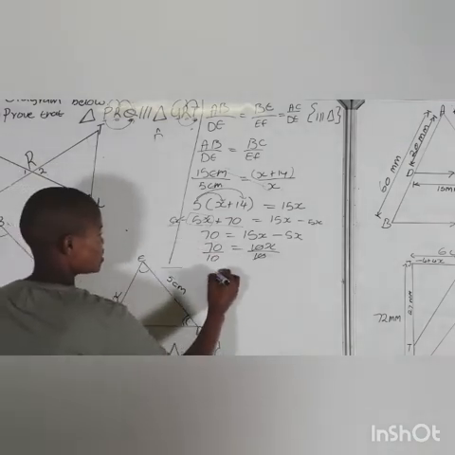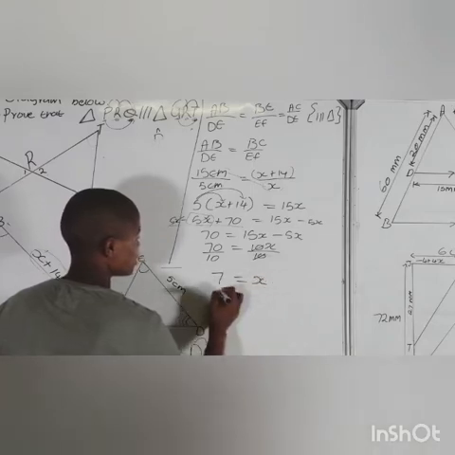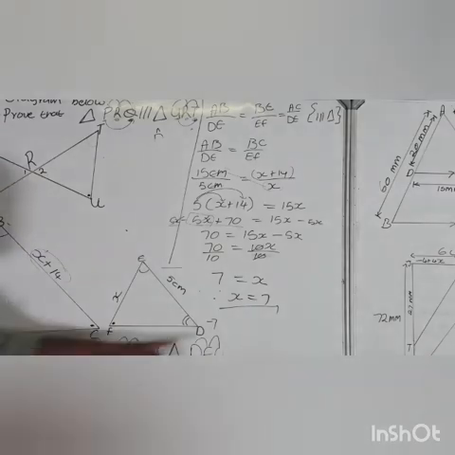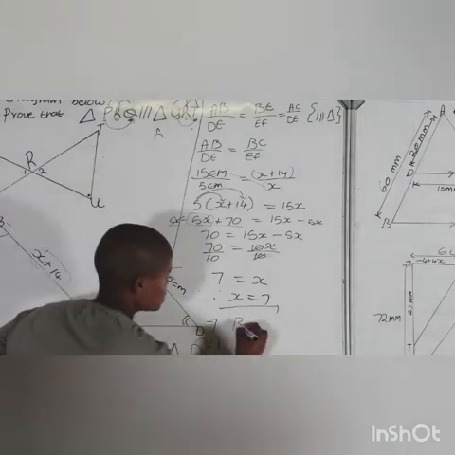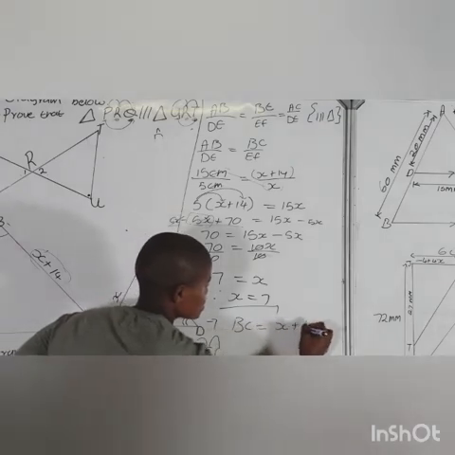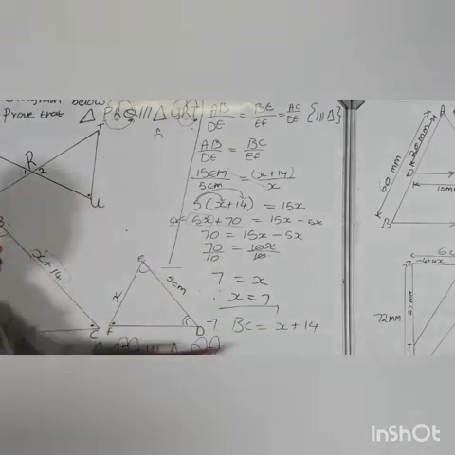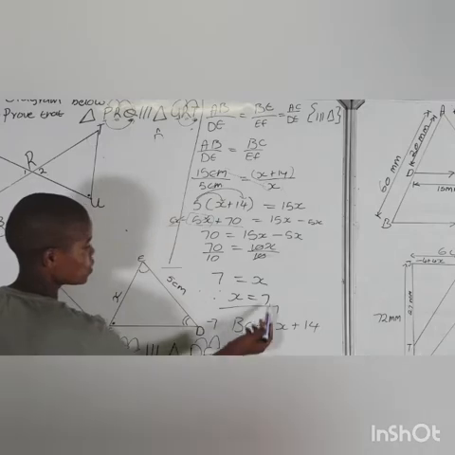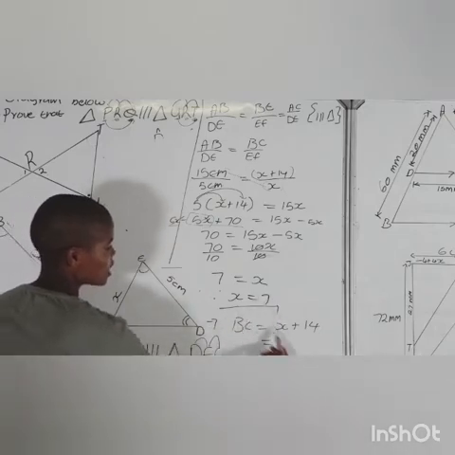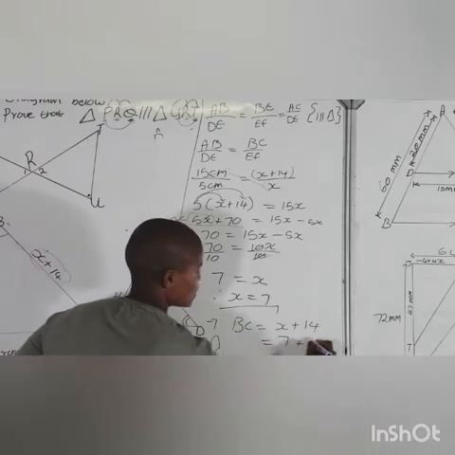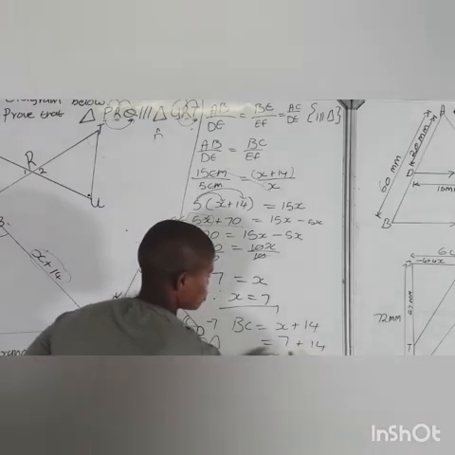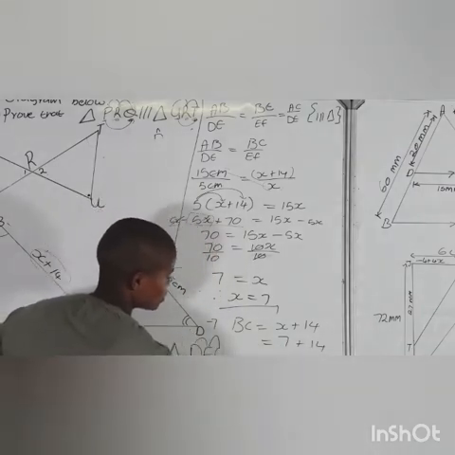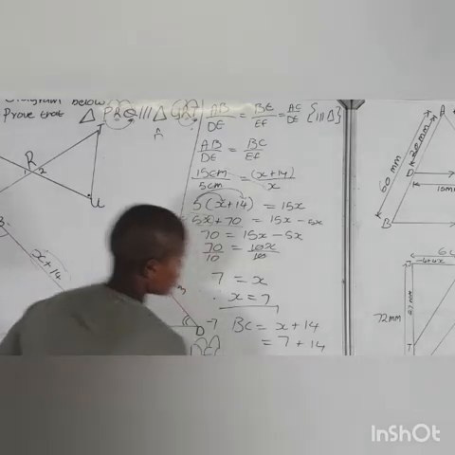So this divided by that will be 10, therefore x is equal to 7. Okay, we are almost there. We just got the value of x, and remember, BC is equal to x plus 14. Now that we have the value of x, we don't have to panic. We substitute where we see x, we put the value, which is 7 plus 14, equal to 21. Therefore BC is equal to 21.